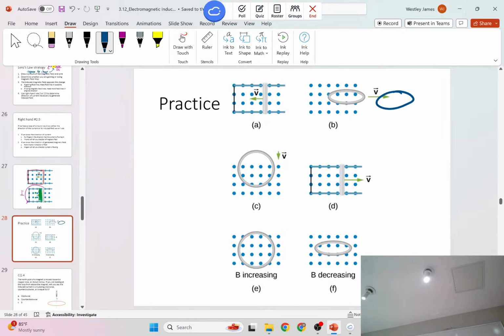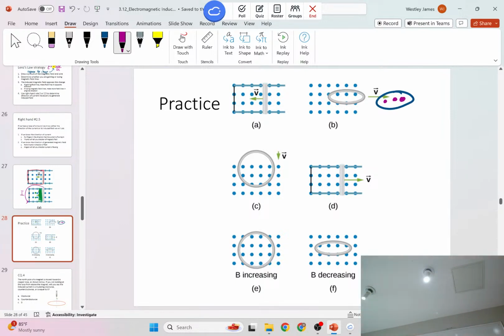If I go from a place of field lines to a place of no field lines, am I gaining them or losing them? I'm losing them. Oppose the change. If I'm losing them, I don't want to lose them. So what do I do? I make more of them. Let me make more of them in the direction that they originally were. They're originally out of the page, so I'm going to make some out of the page.